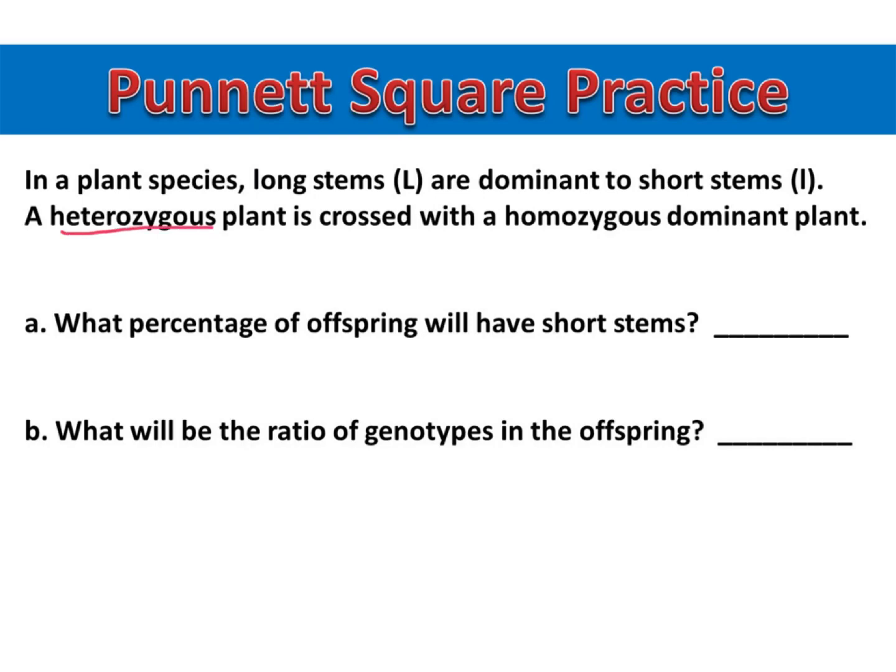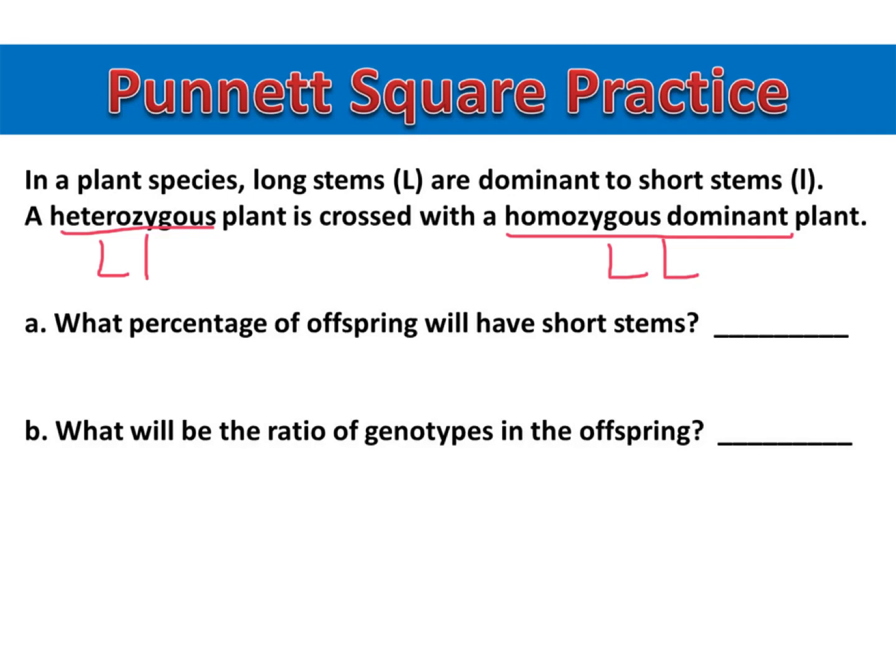First, I have a heterozygous plant. That tells me that this plant has one of each allele. My other plant is homozygous dominant. Both of those words are important. Homozygous tells me that both alleles are going to be the same in this plant, and dominant tells me that those two alleles are both the dominant long stem allele.